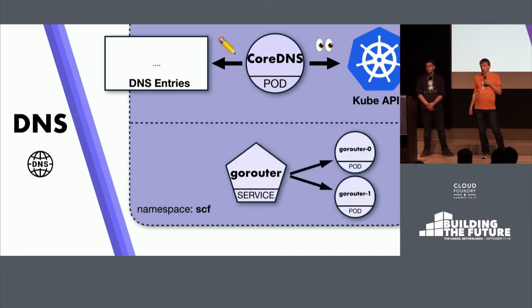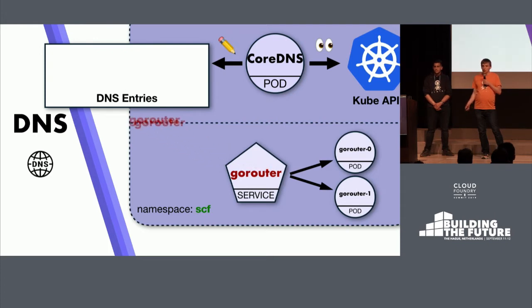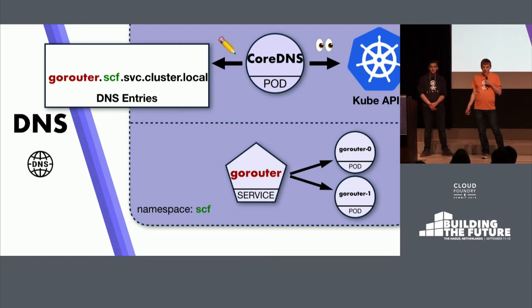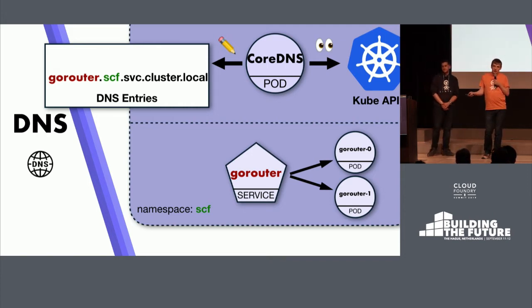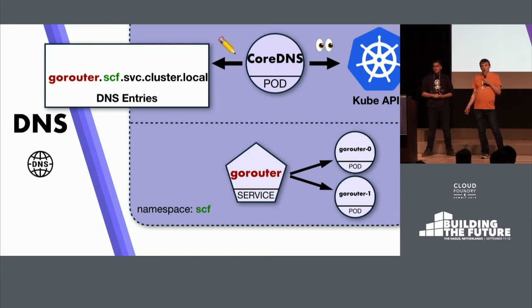And how are those DNS entries built? So imagine you have a service running in the same namespace, and as a result, it builds service.namespace.svc for the type of the entity, service in this case, and .cluster name, which is usually cluster.local, but not always. And as a result, this DNS name is resolvable inside the cluster, so any component can say gorouter.scf.svc.cluster.local and talk to gorouter.